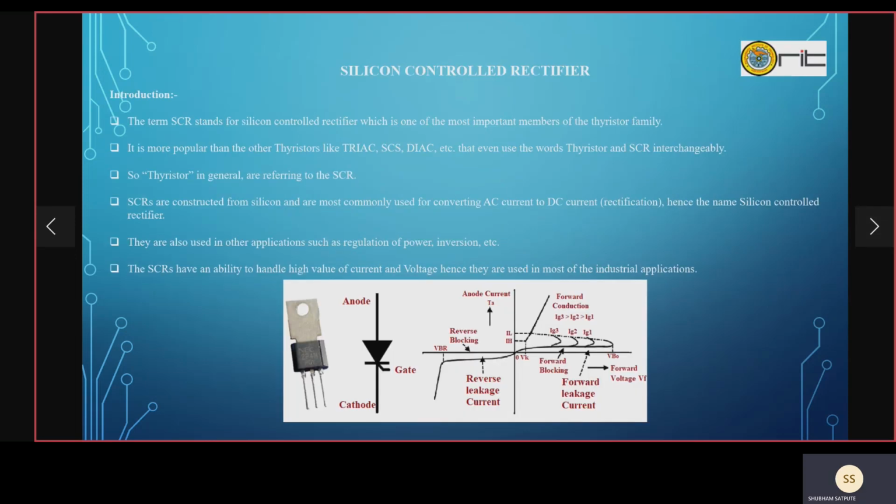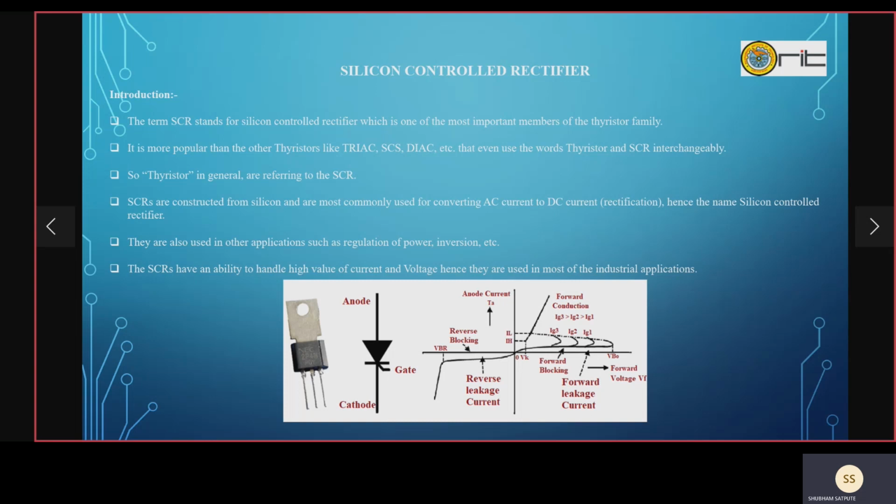The silicon controlled rectifier is known as SCR, and this is one of the most important members of the thyristor family. It is more popular than the other thyristors like TRIAC, SCS, and DIAC, etc. People even use the words thyristor and SCR interchangeably. So the thyristor in general is referring to the SCR.